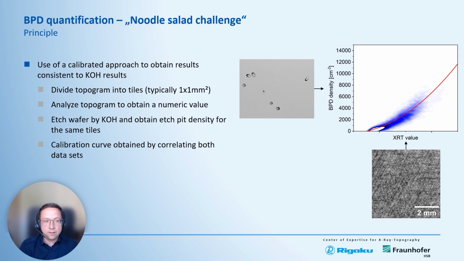On the one hand, we carefully etch a bunch of wafers which show different levels of BPD densities over the full wafer area, and we do a very careful counting of the dislocation densities with a microscope. Then we correlate this data with our so-called XRT value, and we obtain a calibration curve which we use to finally determine the BPD density in our material on full wafer scale.